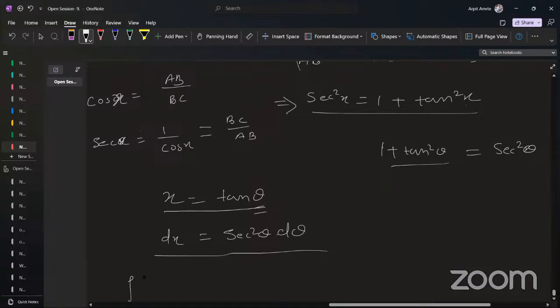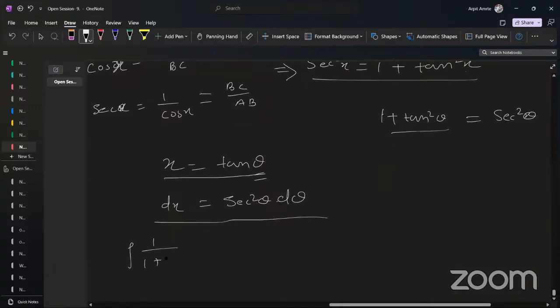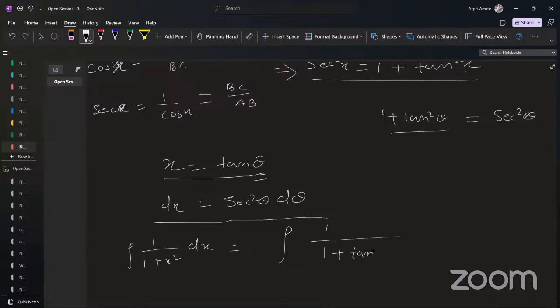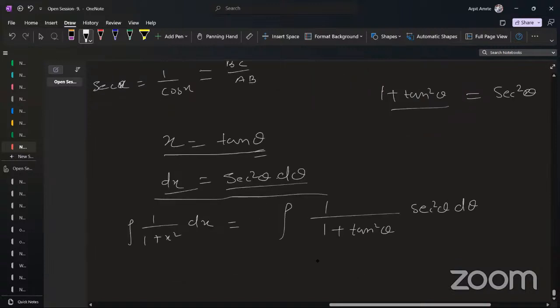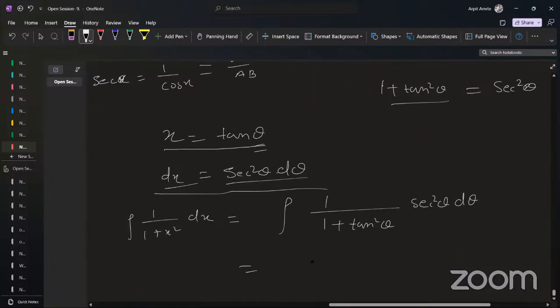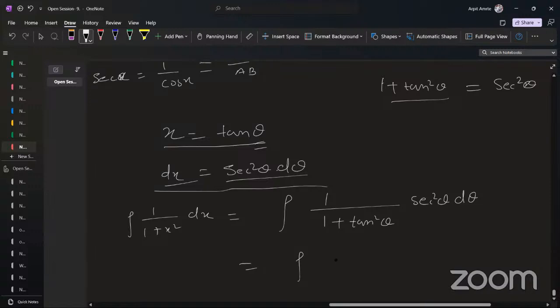So what will we have further? We will have 1 upon 1 plus x square dx equals to what? 1 upon 1 plus x equals to tan theta, it means here tan square theta. And then in place of this dx, what you need to put? You need to put sec square theta d theta. Got it? Easy. Now what will it be?